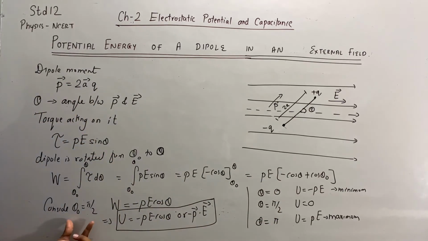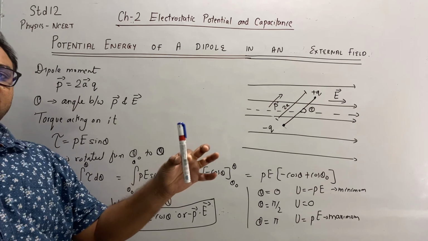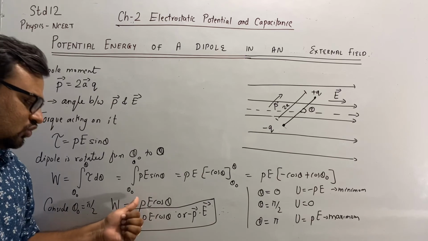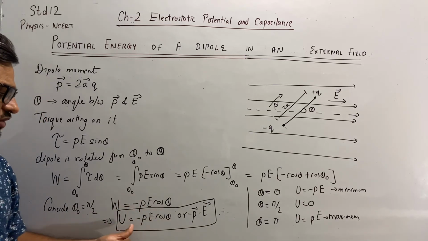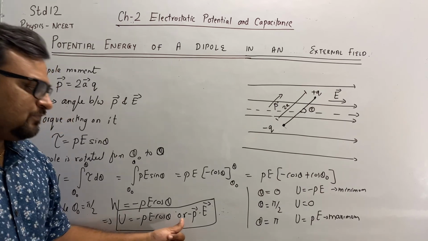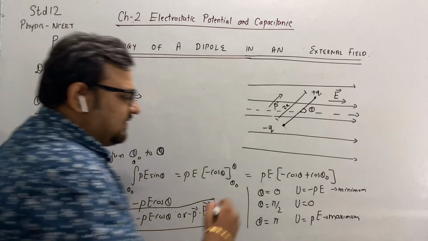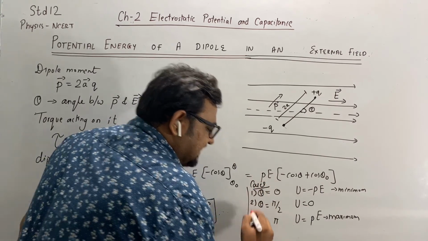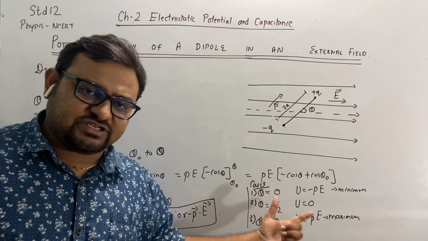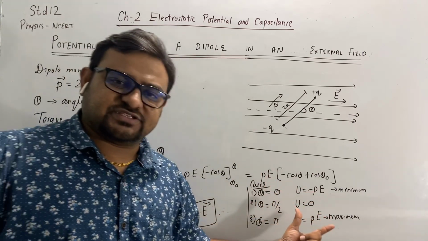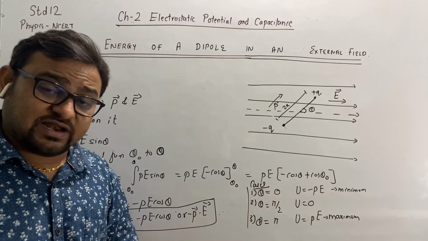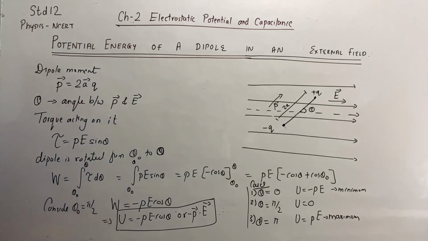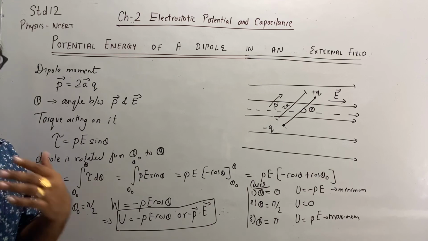Finally, considering theta 0 as pi by 2, where the energy is 0, the work done equals minus PE cos theta. This is stored in the form of potential energy, U equal to minus PE cos theta, or minus P dot E. And then there are three cases. Case 1, when theta equals 0, it's minimum energy. When theta equals pi by 2, energy is 0. And when theta equals pi or 180 degrees, the energy is maximum. Clear? So that was about potential energy of a dipole in an external field.